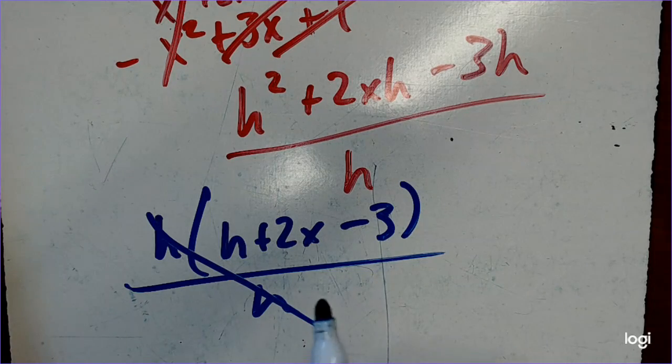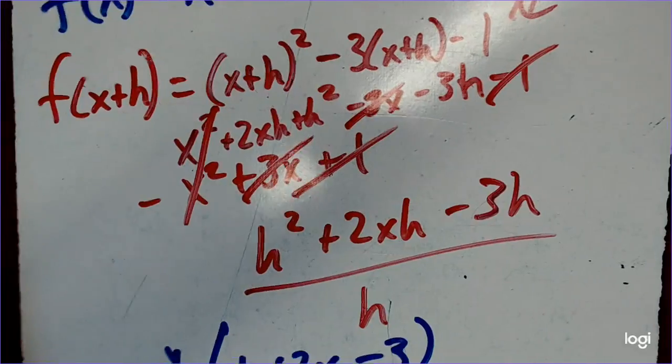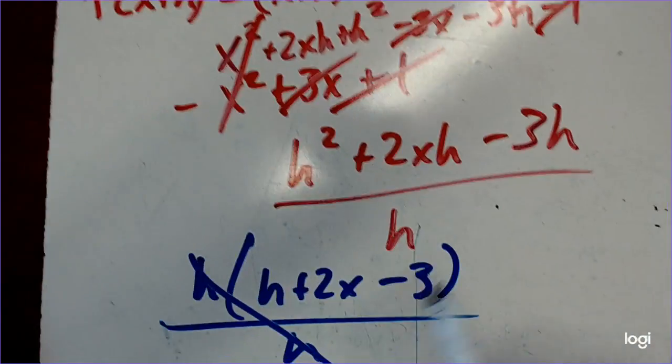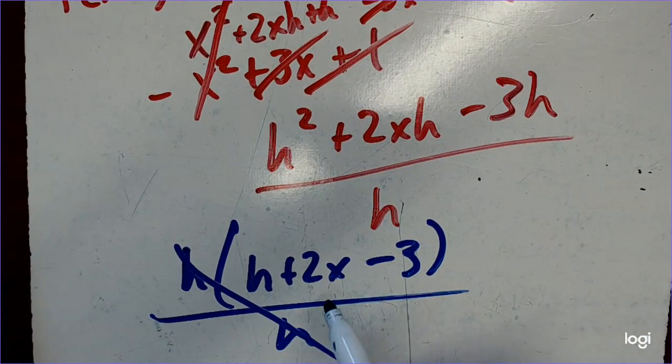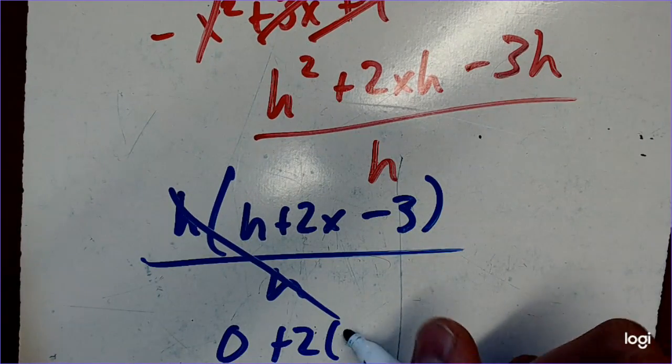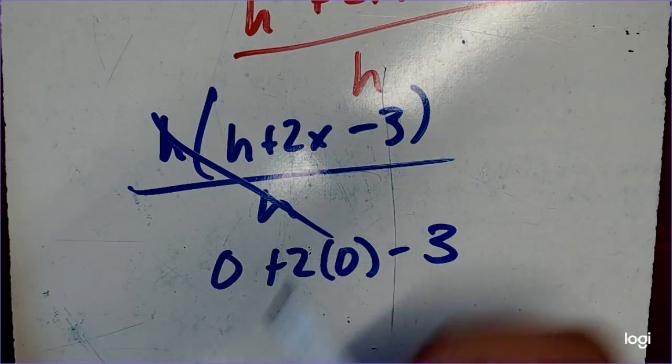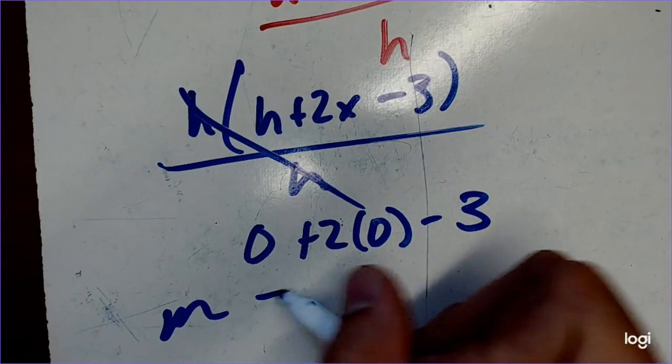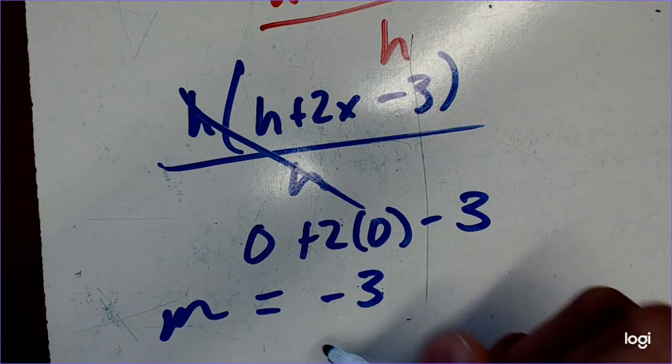as h approaches 0. So as h approaches 0, now the limit is just going to be 2x minus 3. Since the point is at x equals 0, then the tangent slope is just going to be negative 3, because then I've got 0 plus 2 times 0 minus 3, which means my tangent slope is equal to negative 3.